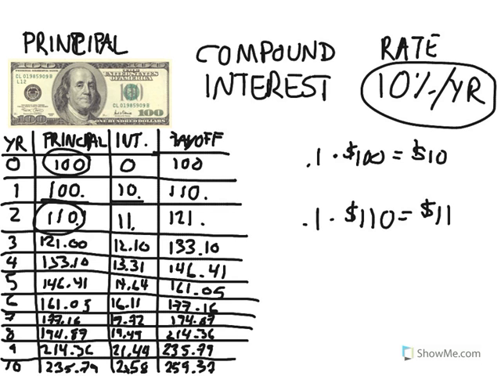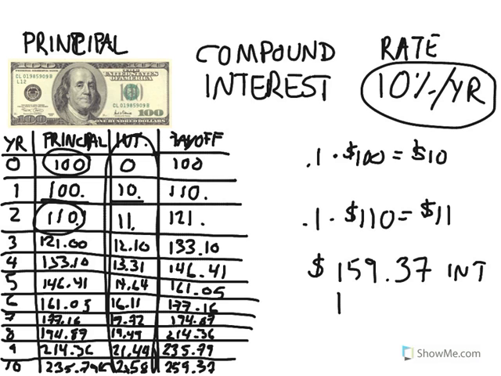Why is it getting larger? Because it's always applying to the larger new principal. As you can see, this applies to the $235.79. So after 10 years, if you total up all this interest, you actually get $159.37 of interest.